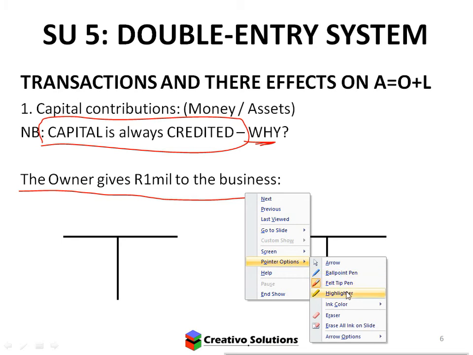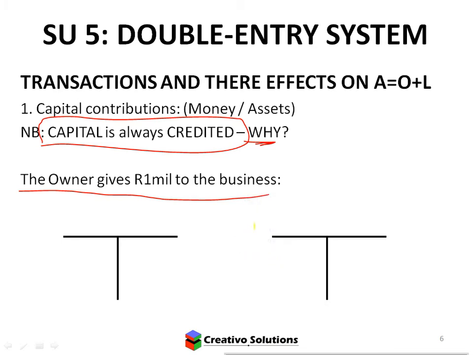You need to identify keywords that stand out. What stands out? Owner gives. What else? To the business? I wouldn't say that stands out. But then we can see the figure. Yes, the figure stands out. So what did the owner give? He gave cash. The owner gave money to the business.